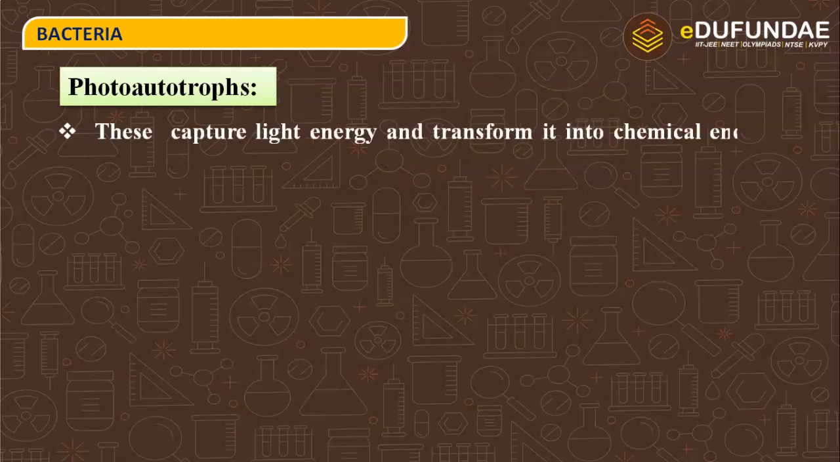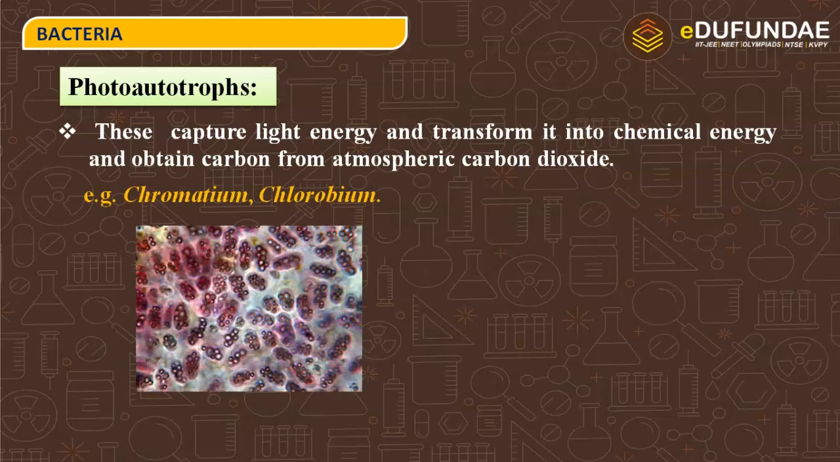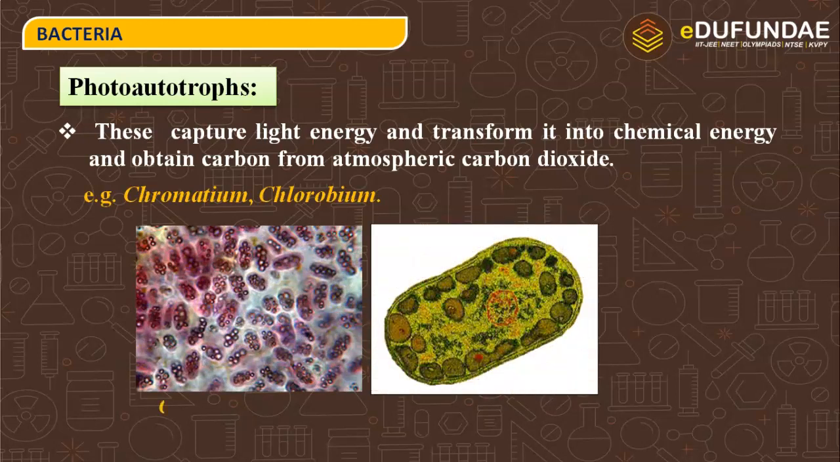These capture light energy and transform it into chemical energy and obtain carbon from the atmospheric carbon dioxide. So, while we are talking about the photoautotrophs, the source of light is the source of energy for them and the source of carbon is the atmospheric carbon dioxide. Example, chromatium and chlorobium. So, these are the photoautotrophs.